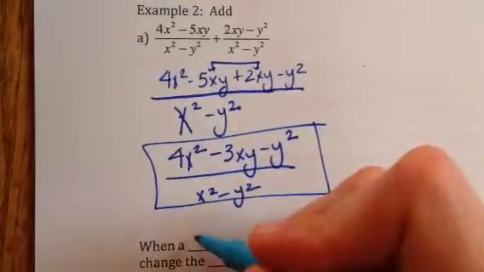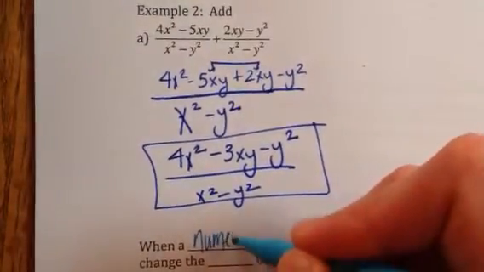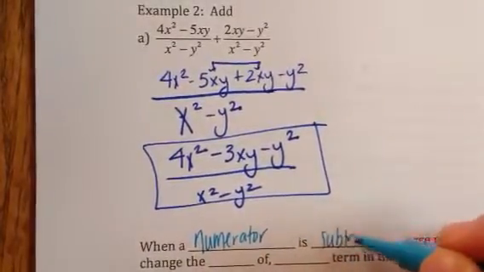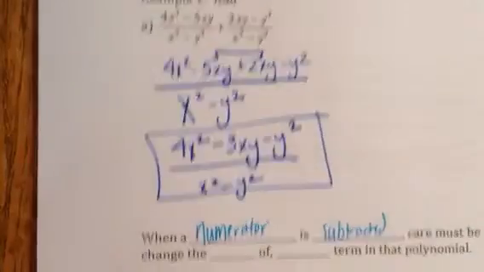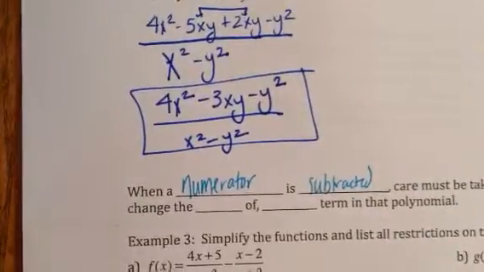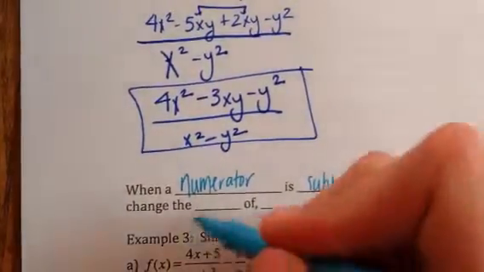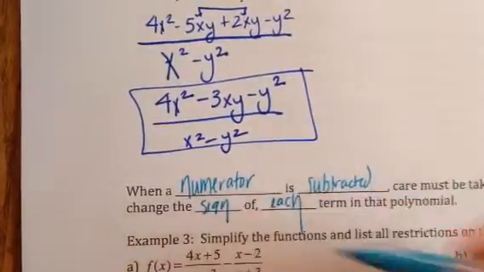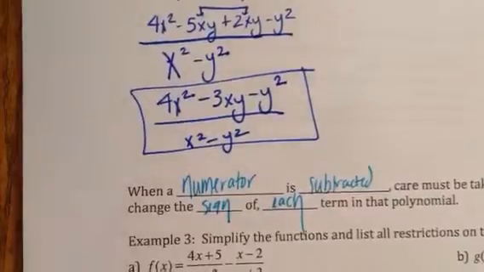When a numerator is subtracted, we have to make sure we take care of the subtraction sign. So we need to change the sign of each term of the polynomial.